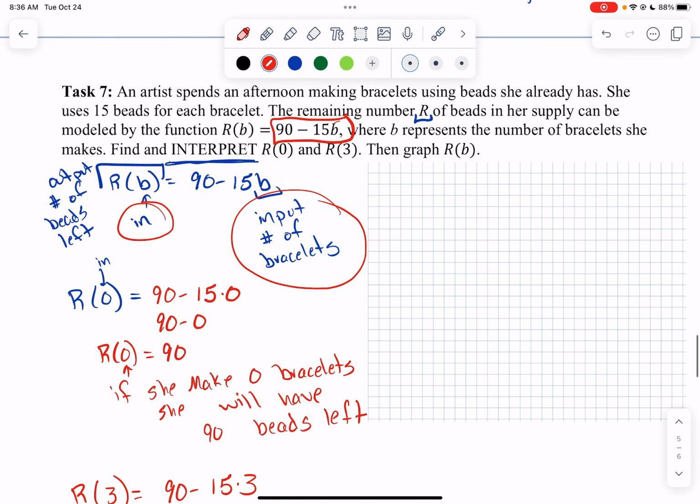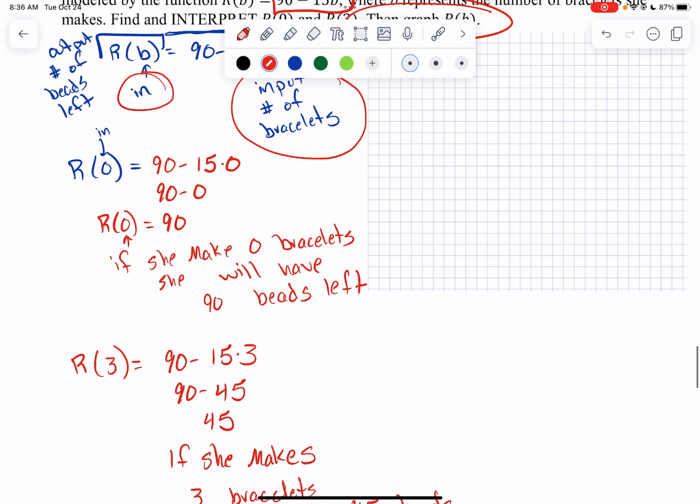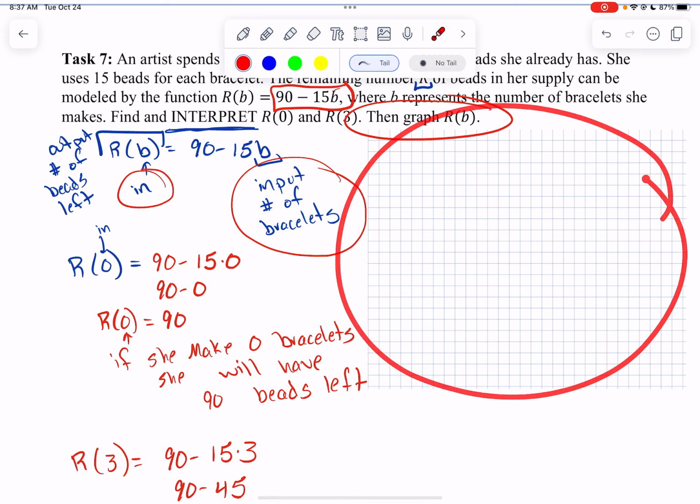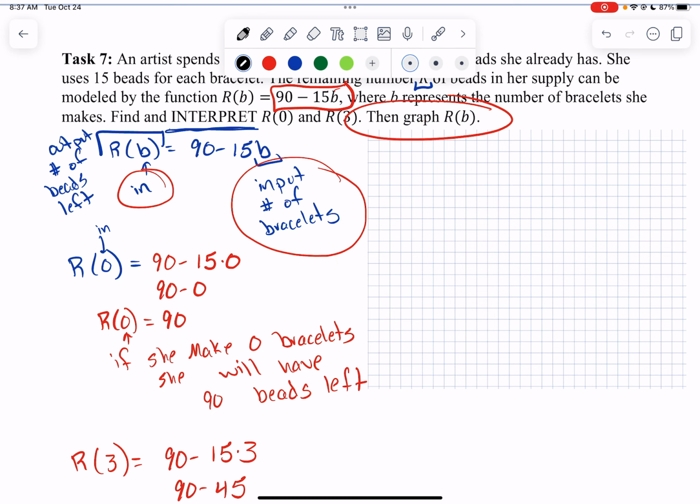Then we want to graph R of B. Okay. First thing I notice is when I want to graph this, I need to figure out where to put my axes. I can't make a negative number of bracelets, and I also can't have a negative number of beads. So this tells me that basically I'm dealing in quadrant 1, so I can only do positives.